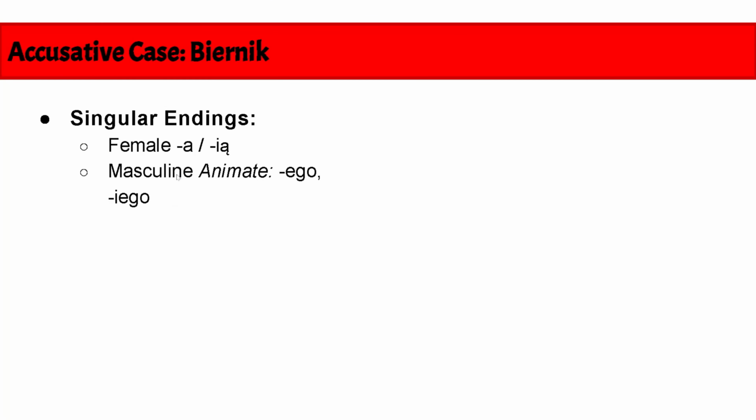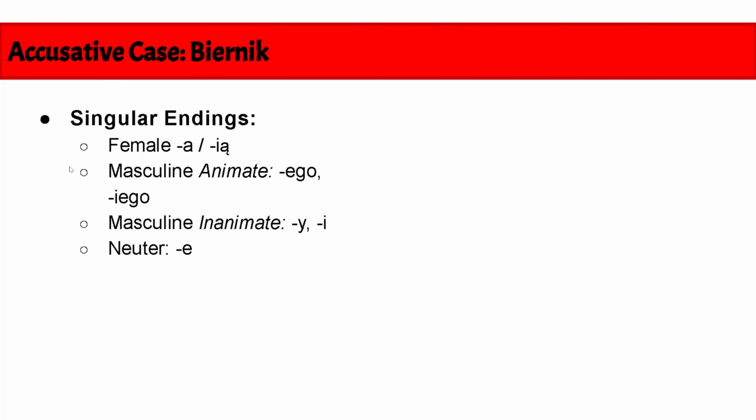Now let's get into the accusative case. Now, for the endings of the accusative, if the noun is female, or feminine rather, the exact same things apply. We have an A or an ą as an ending. If the noun is masculine and animate, it ends in EGO and IEGO. The masculine inanimate ends in Y or E. And if it's neuter, it ends in E. And again, these are all for the adjectives that we have to match up to the noun's gender.